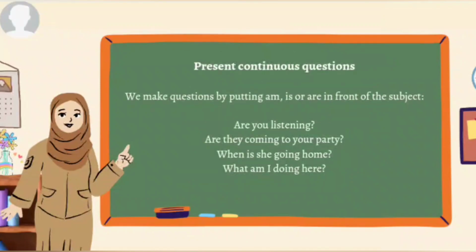Present continuous questions. We make questions by putting am, is, or are in front of the subject. Are you listening? Are they coming to your party? When is she going home? What am I doing here?